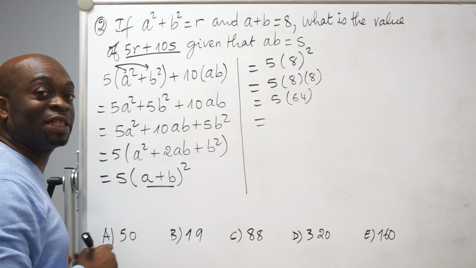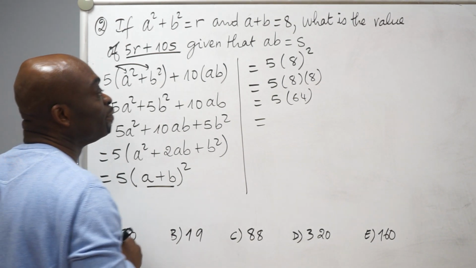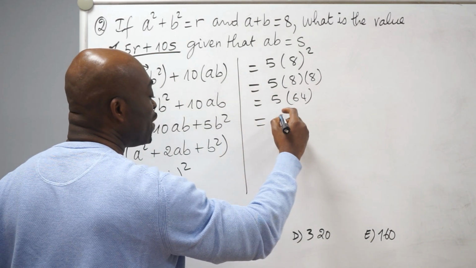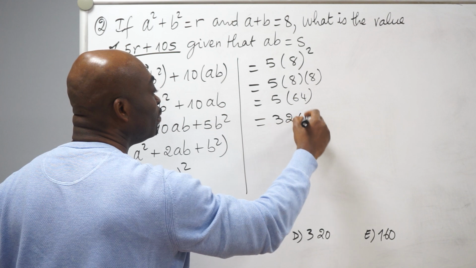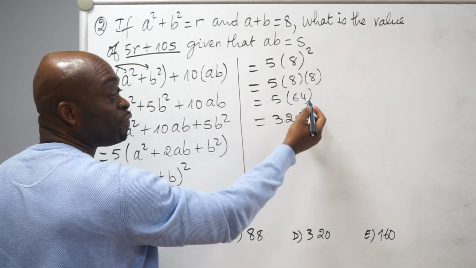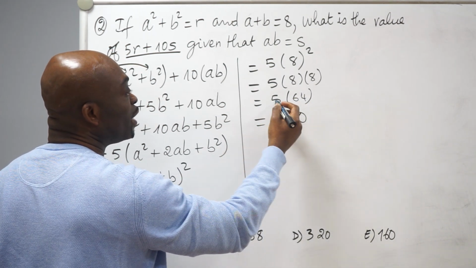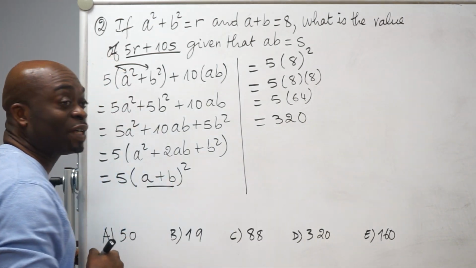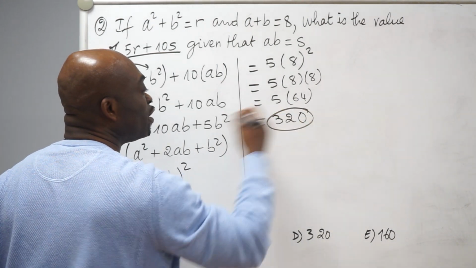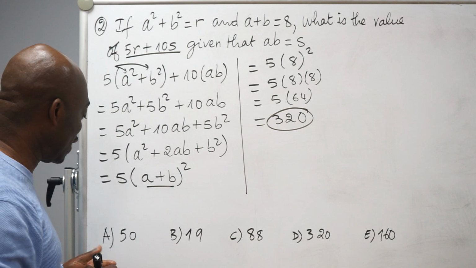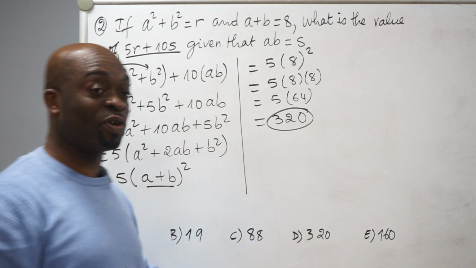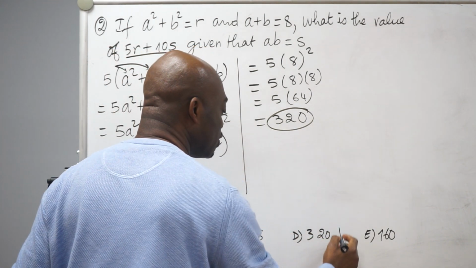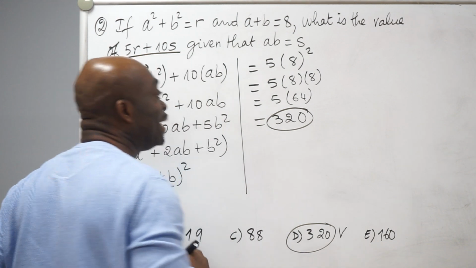And 5 times 64 then is going to give us what? Okay, it's going to give us 320. Because 5 times 4 is 20, so you keep the 2, and then 5 times 6 is 30. 30 plus 2 is 32, so that gives you 320. So we have 320. Do we have 320 here? 50, 19, 88, 320 is here. The fourth answer. So this one is correct. And then we are good.